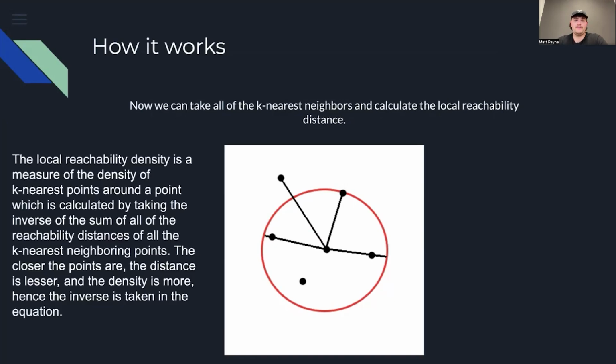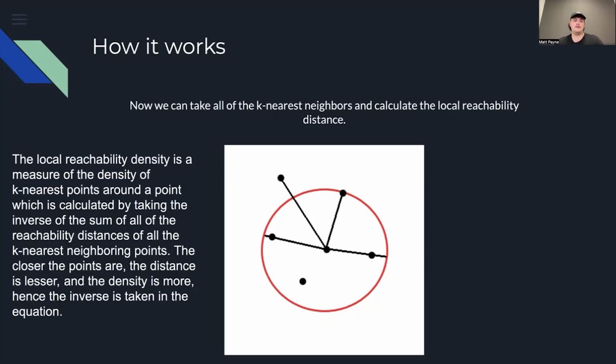Now we can take all of the K nearest neighbors and calculate the local reachability distance. So we have all of our neighbors around this specific point. We understand the distance between them. Now we can create this new score, which is really a measure of the density of the K nearest points around a point, which is calculated by taking the inverse of the sum of all the reachability distances of all the K nearest neighboring points.